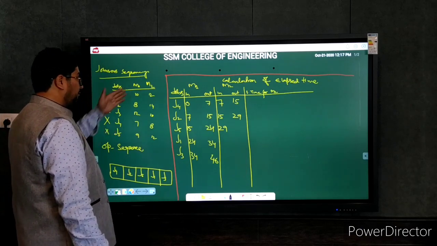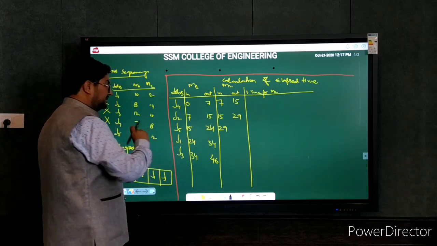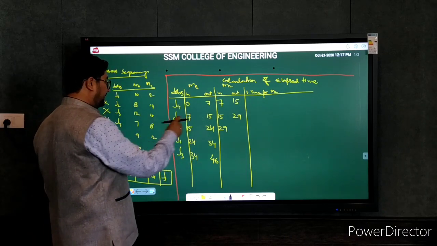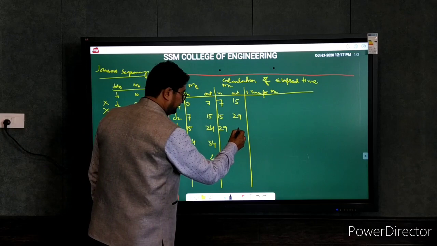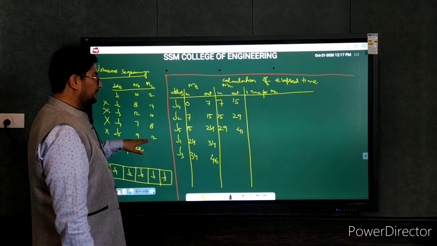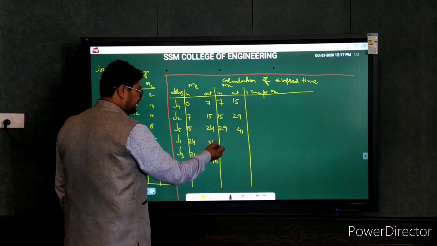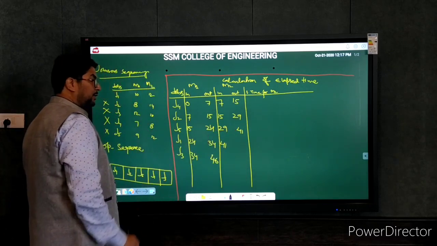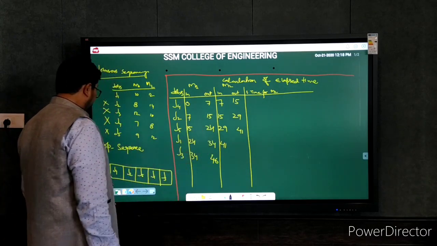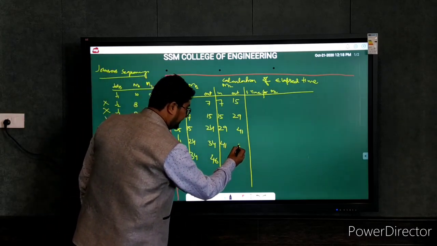Job 5 takes 12 hours on machine 2. So 29 plus 12 becomes 41. Can we take job 1 at 41? Yes, it is already available from 34 itself. So we'll take job 1 at 41 and it takes again 12 hours to complete. That becomes 53.